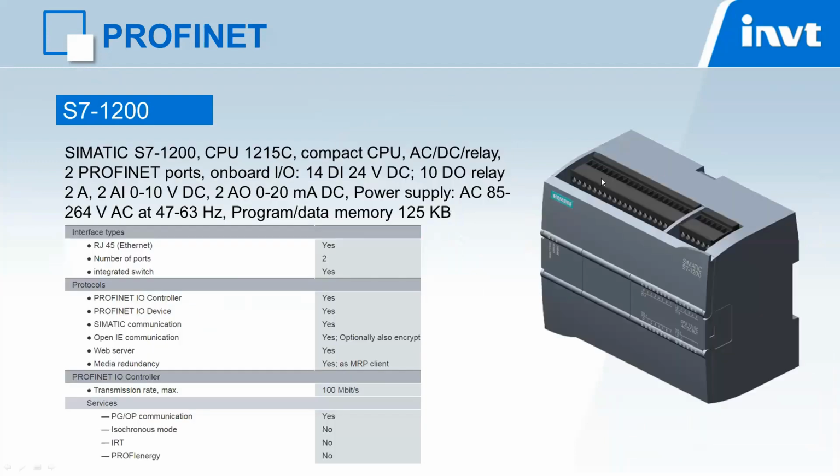And this is the Siemens PLC. Today, we borrowed the PLC. It's the Siemens S7-1200, CPU 1215C. It has AC power input and relay output. The program data is 125 KB.